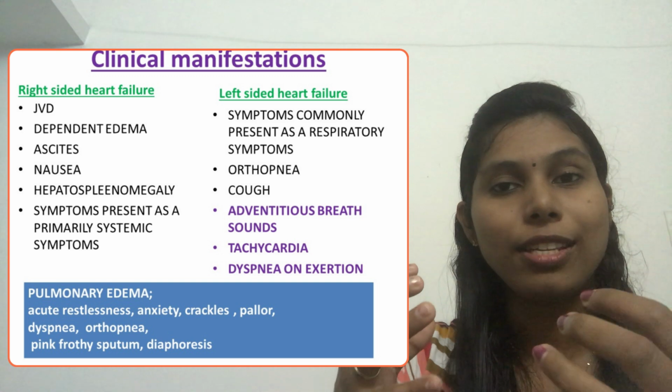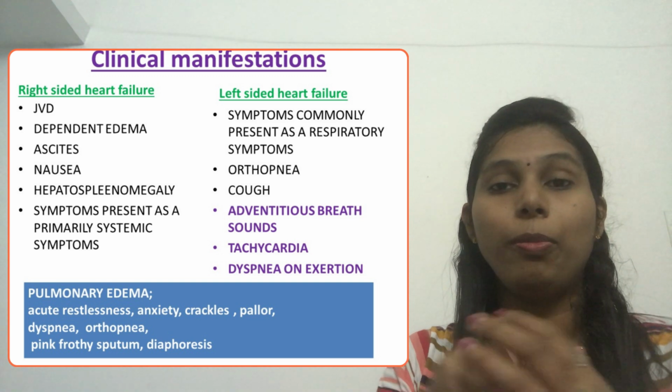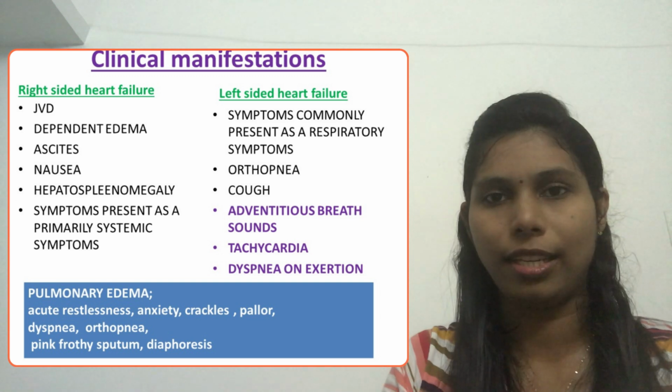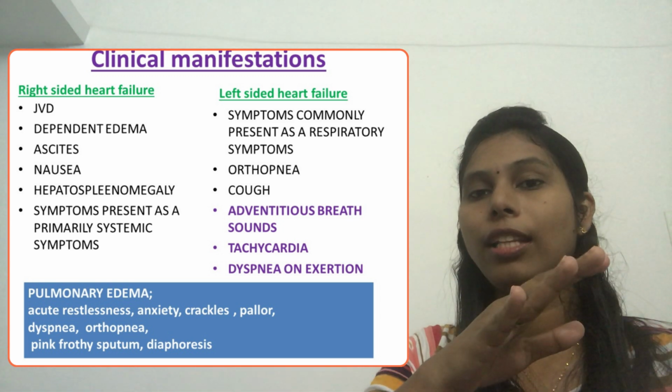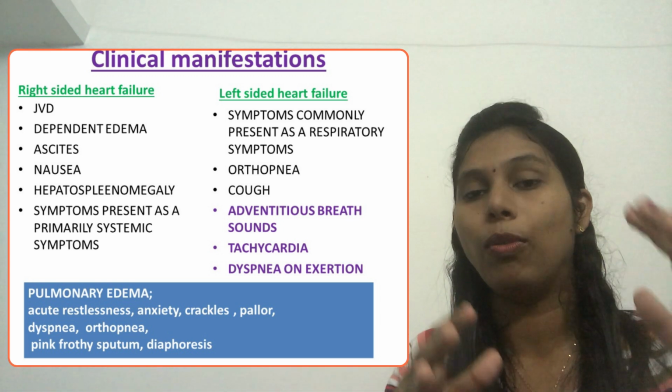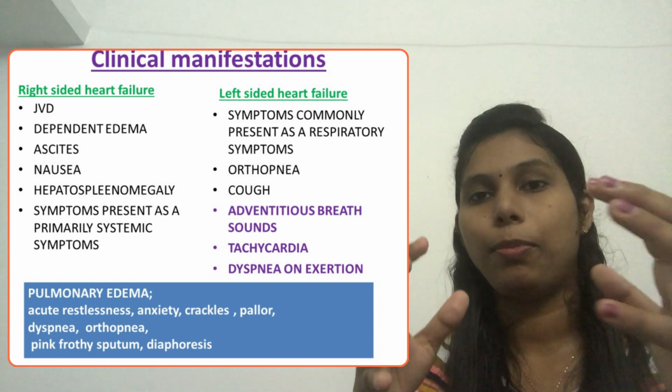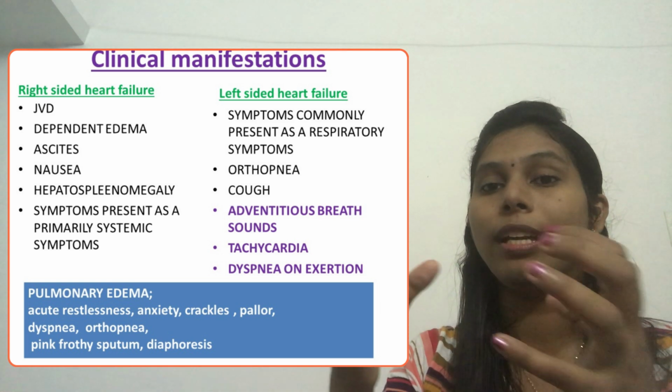How will you assess the jugular venous distension? What would be the position? There are some questions related to that. The client should be at least in a 30 to 45 degree angle, Fowler's position. That is the position we usually use to assess the jugular venous distension.